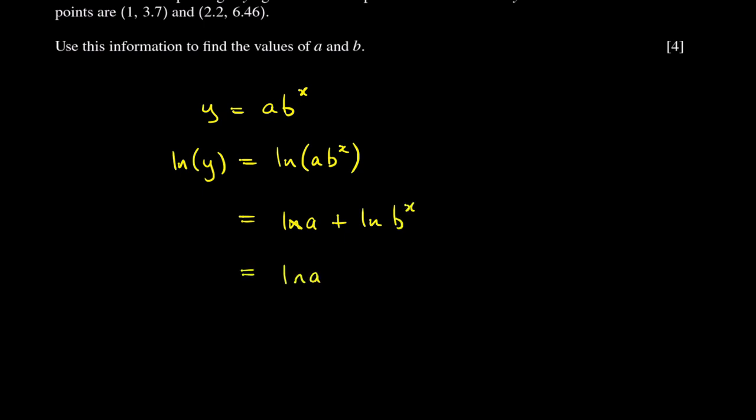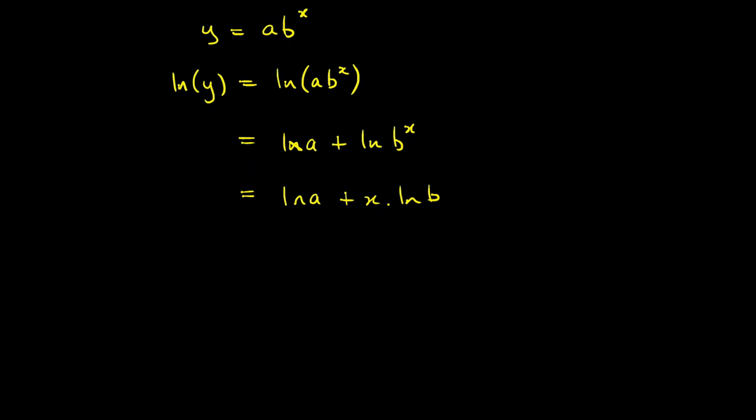I get ln a plus x times ln b. So what I've done is I brought that power of x, take that guy, bring it down to the front. And why have I done this? Well, basically because I then get the following thing. I'm just going to rewrite this in a slightly different order. I get ln y is equal to ln b times x, where ln b is a constant, plus ln a.